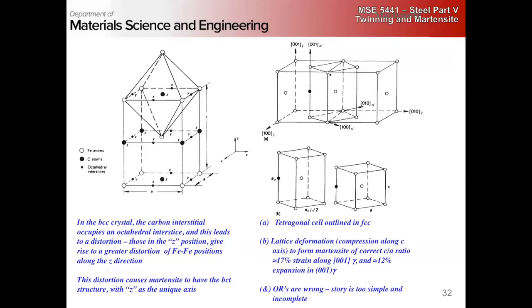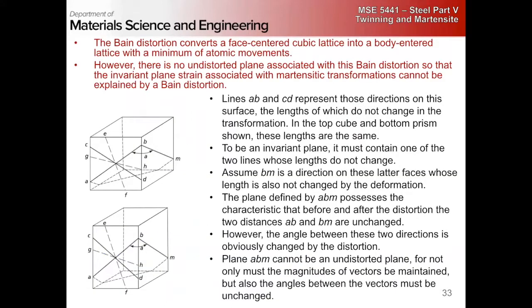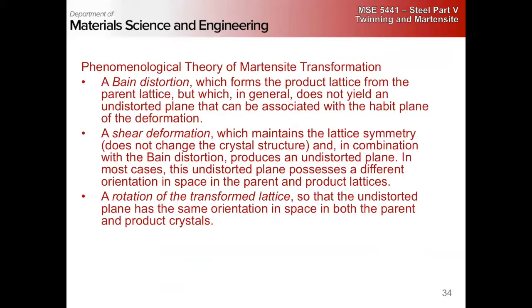So we need to go to what we called the phenomenological theory of Martensite. And this is basically this slide, which says we can envision the transformation of Martensite as a set of three processes. Keep in mind, this is a model of how Martensite is formed. It's not the actual process. You don't actually have the Bain distortion and then a shear and then a rotation.